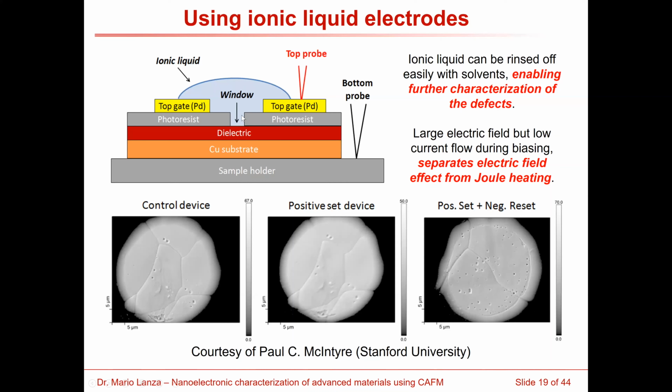And what we can do is to apply these electrical stresses, and the ionic liquid is conductive. This stress that we apply to the top gate will be transported to the window, and the dielectric will be stressed. The good point of this is that after the stress, I can rinse my ionic liquid, and I can scan this exposed area of the dielectric using any technique, not only conductive AFM, but also SEM and nanoSIMS and EDX and any other technique.